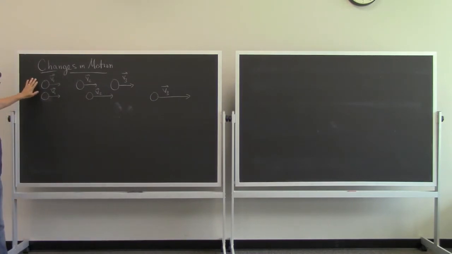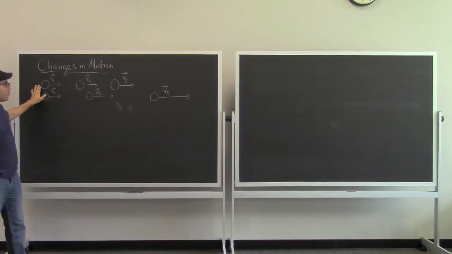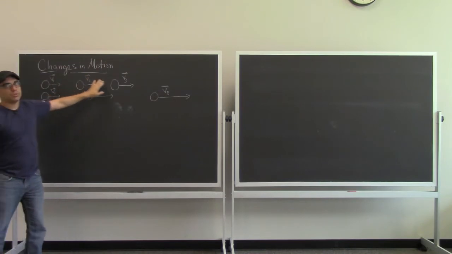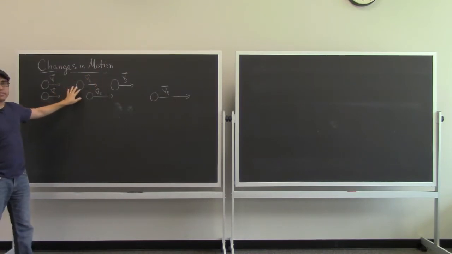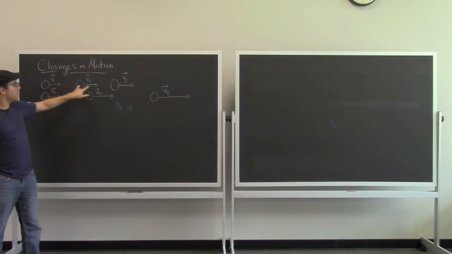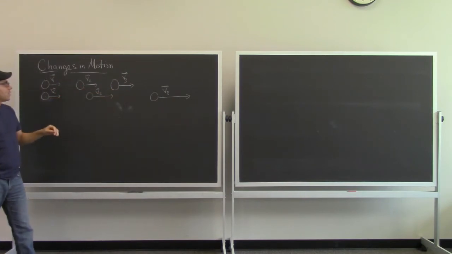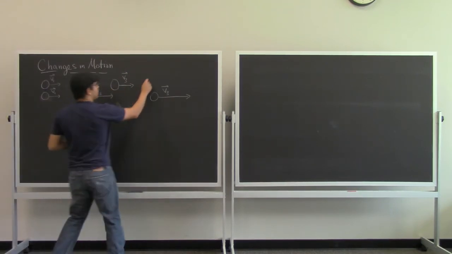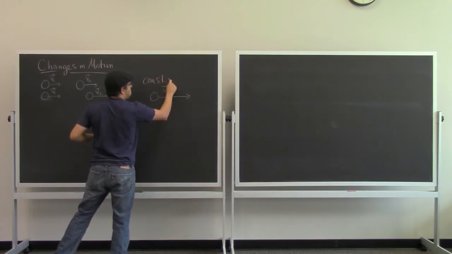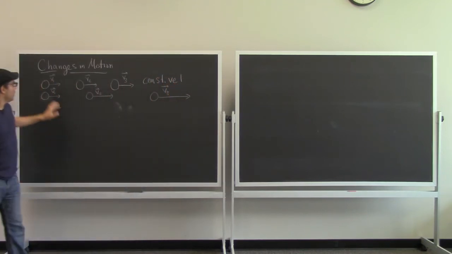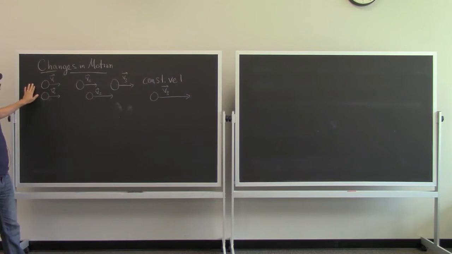In the first picture, we have an object that is moving to the right, and the spacing between the object at each time interval is the same, and the velocity vector that we have drawn on it is the same length. This is constant velocity motion, which we've talked about. So this object is not changing its motion.